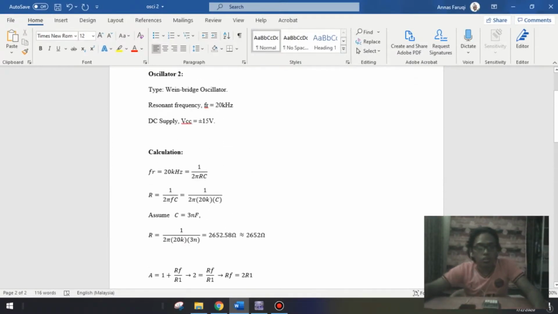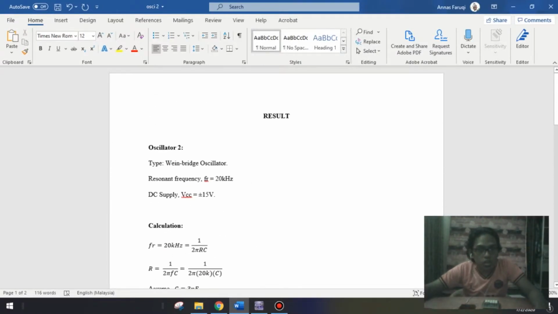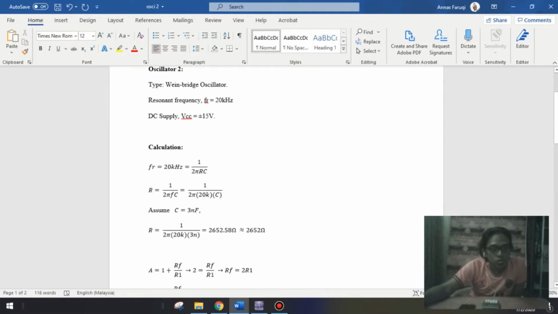Hi and Assalamualaikum. My name is Anas Faruqi. I will show you the report for oscillator 2. The type of circuit we use is a Wien bridge oscillator. The frequency given is 20 kilohertz. The supply is 15 volts.